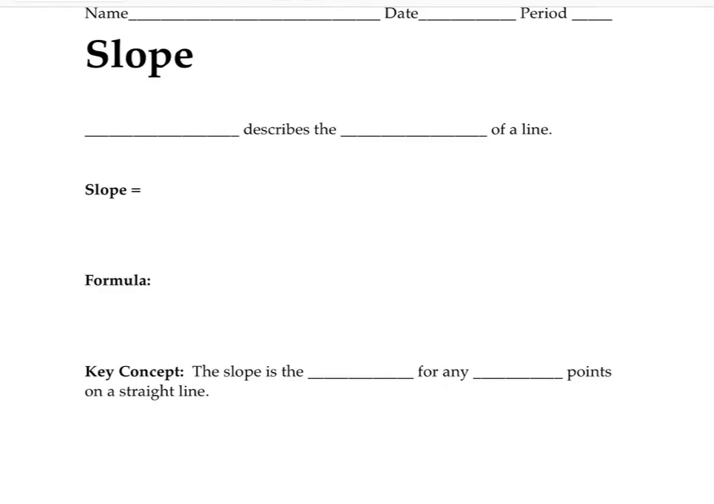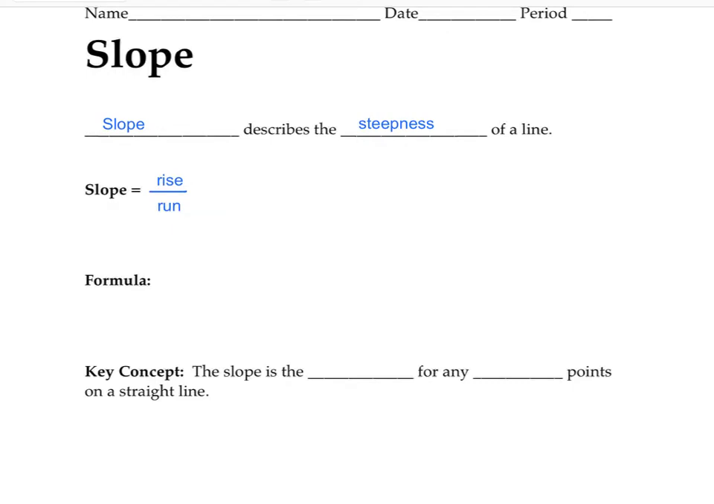Today we're going to discuss slope. This is a very important topic in 8th grade. So slope describes the steepness of a line. Slope equals the rise over the run.